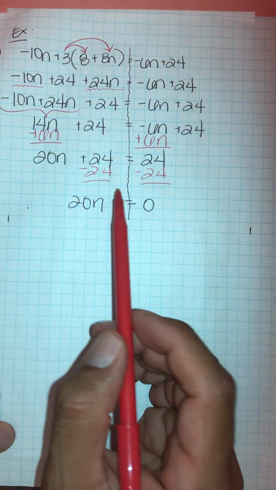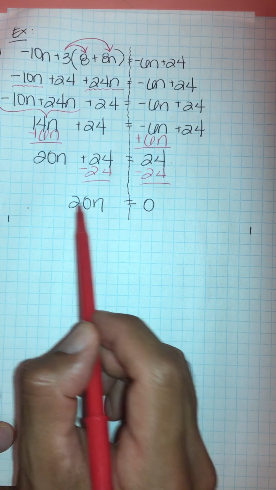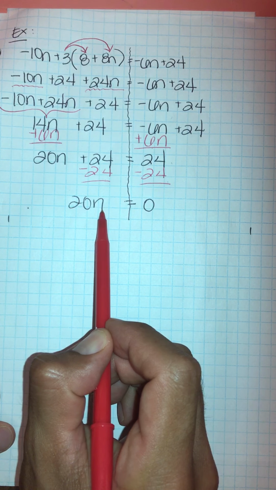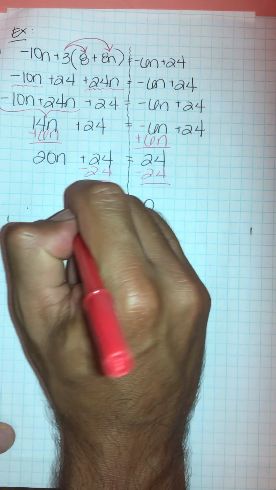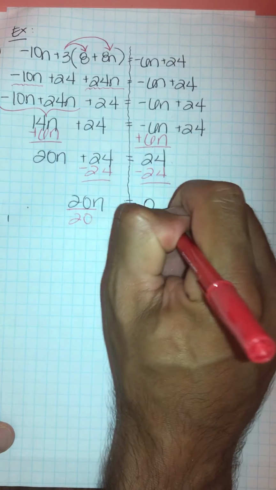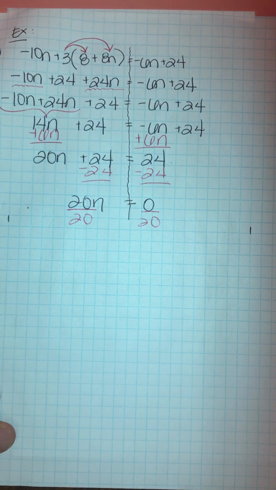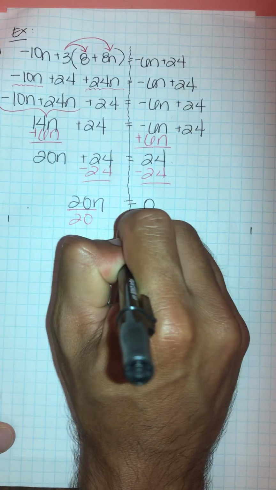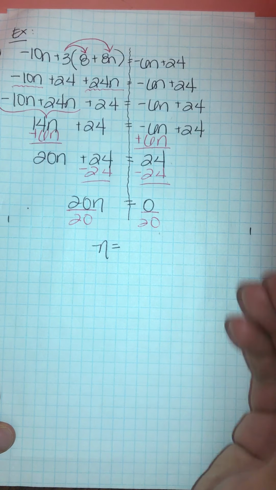Hopefully you remember, with a number and a variable, these two are being multiplied. The opposite of multiplication is division. So let's divide both sides by 20. And n equals 0 divided by 20, which is just 0.